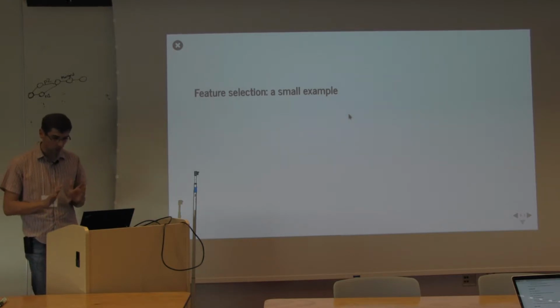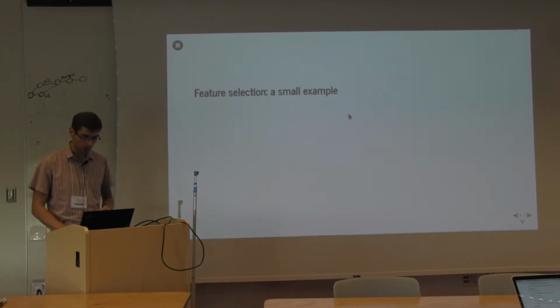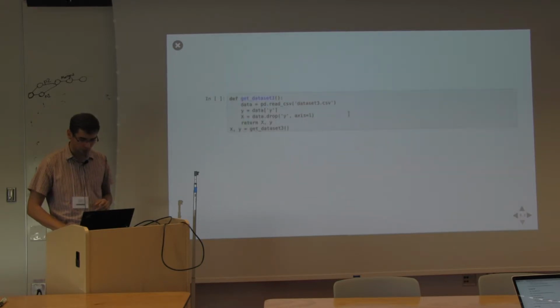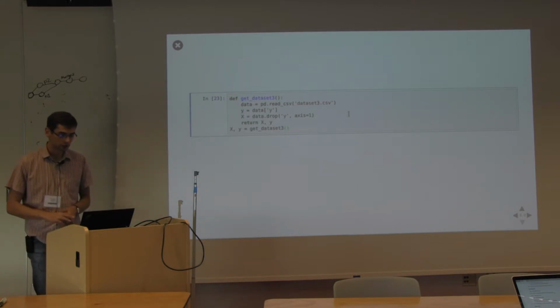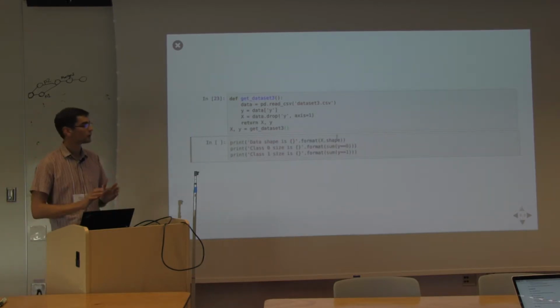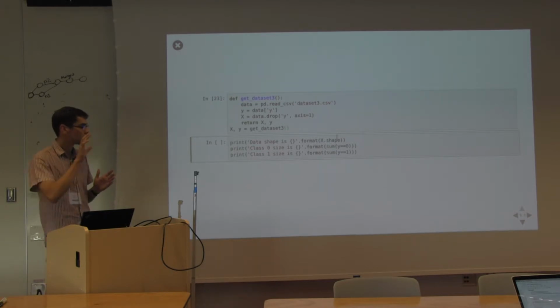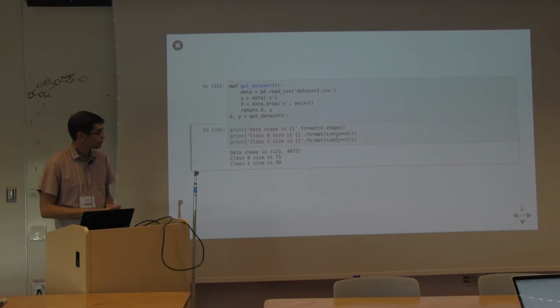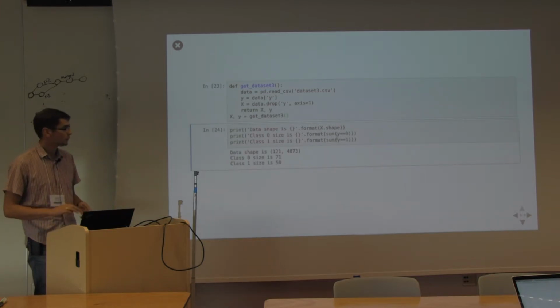I'd like to show you a simple example. Unfortunately, we don't have enough time, so I did all the necessary work. It's another kind of data set. It's an anonymized data set, so all features have zero mean and standard deviation equal to 1.